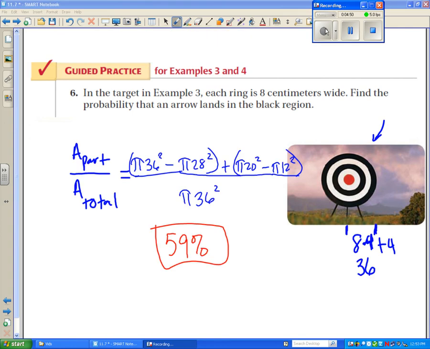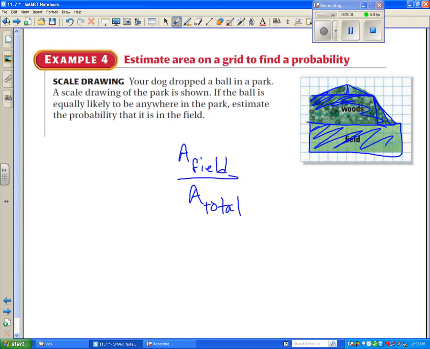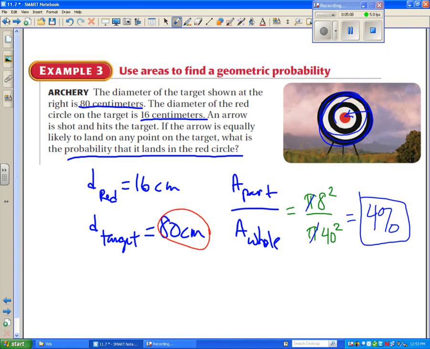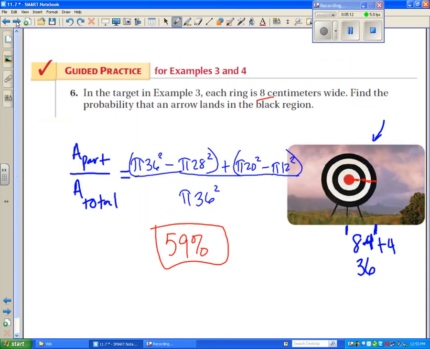Well, I believe the textbook made a slight mistake because they said this is 8 centimeters wide, which meant this is 8, 8, 8, and 8. 8 times 4 is 32 plus that 4 from the original is 36. So instead of having a radius of 40 like example number 3, instead of it being 40 or 80 as the diameter, now it's 36. Whatever. I just worked with it as if that were the problem.